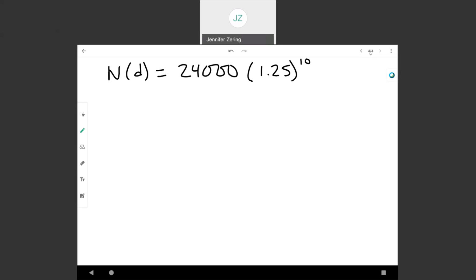We take 1.25, raise it to the 10 power first, then multiply that times 24,000. And we see that the number of cells after 10 days, N of 10, is equal to, roughly speaking, 223,516 cells. So I'm not using fractions of a cell, just whole cells. So we can fill that in on the table.